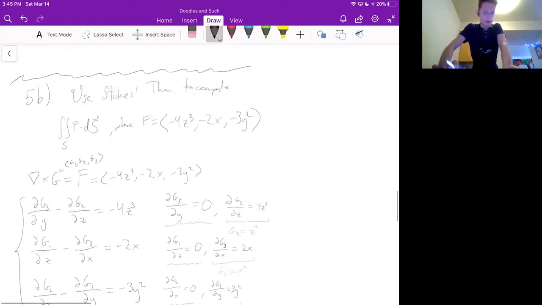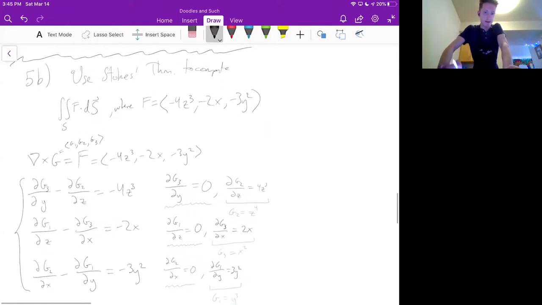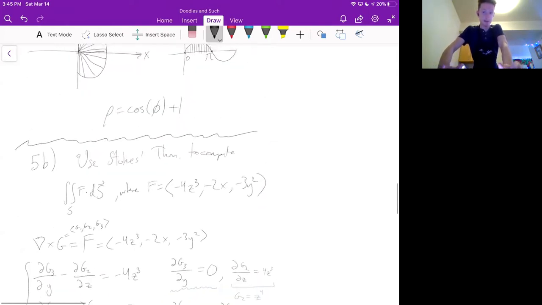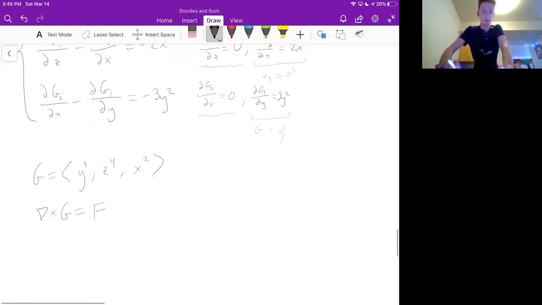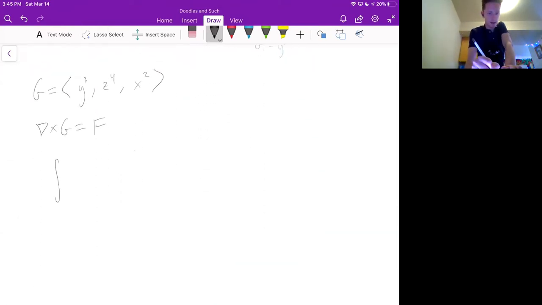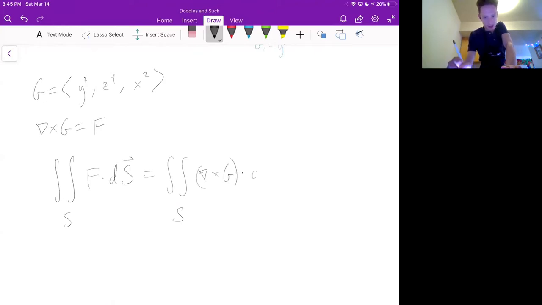So now that we know that f is the curl of something, the whole point was that I can use Stokes' theorem to compute the flux of curls. And problem 5b asked me to find the integral over S of f, which we now know is the integral of the curl of g. So what does Stokes' theorem tell me I can do here?